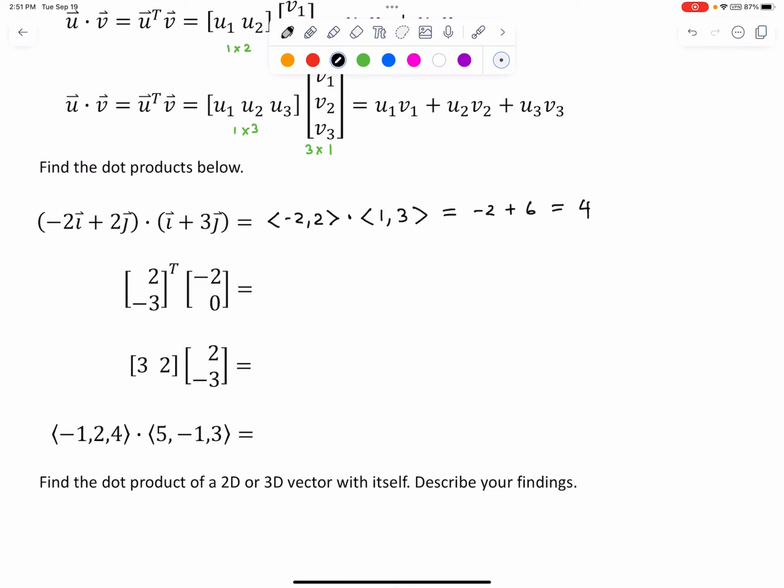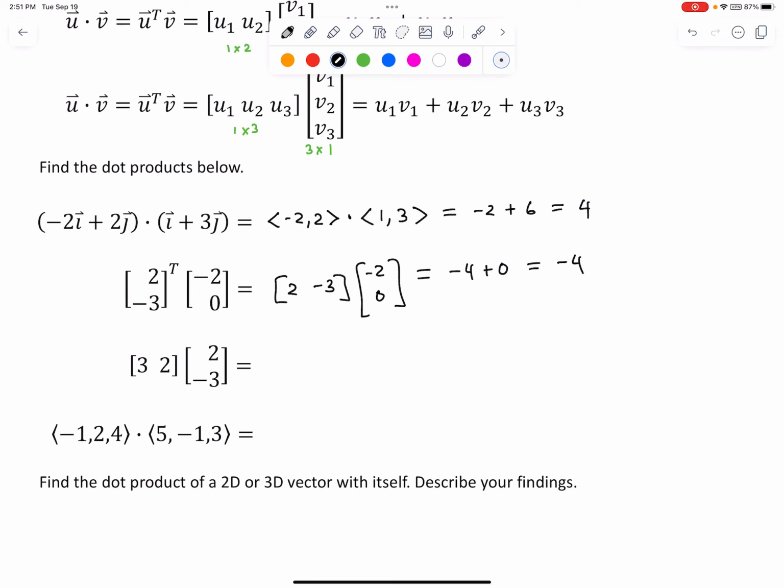Okay, the second example is just a disguised dot product. It's the product of the transpose of that vector 2, negative 3, which would look like a row vector of 2, negative 3, multiplied by a column vector of negative 2, 0. This will give us a 1 by 1 result. Negative 2 times 2 is negative 4, and then negative 3 times 0 is 0, so we get negative 4.